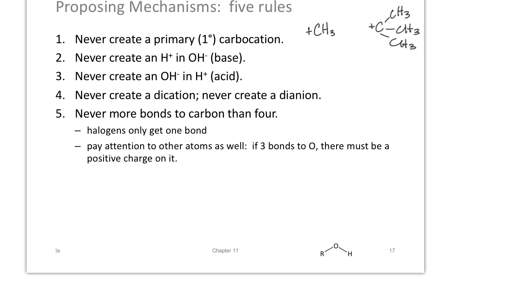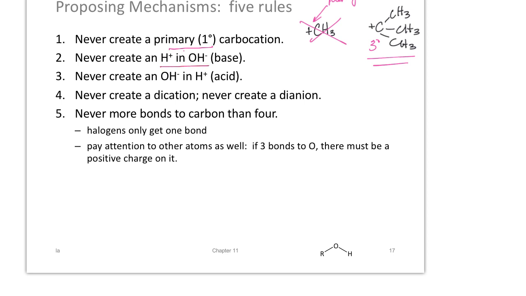Never create a primary carbocation. In this case, I gave the example of a methyl, which is even worse than primary. So this is no, but this is tertiary, and so this is fine. Secondaries are okay, but we don't want to create primary or methyl carbocations.